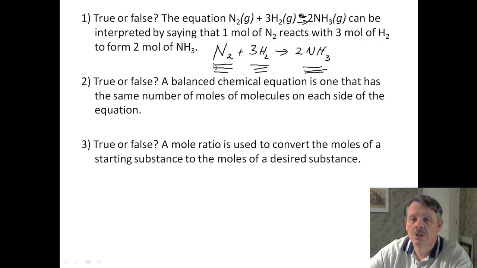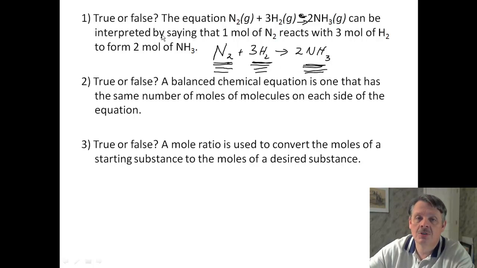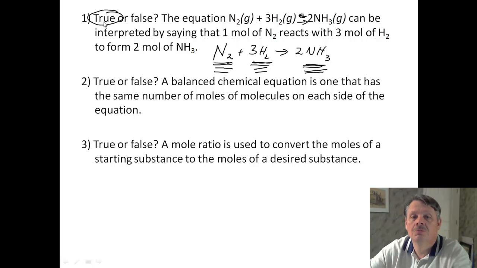So logically it would stand to reason that 1 mole of nitrogen, just like 1 dozen nitrogen molecules, plus 3 dozen or 3 moles of hydrogen would give us 2 dozen or 2 moles of ammonia. So the answer to this is definitely true.